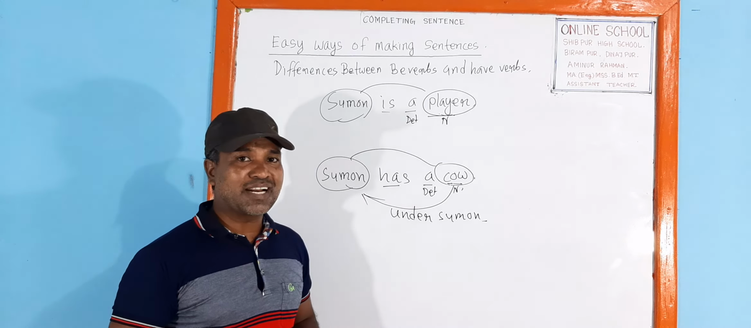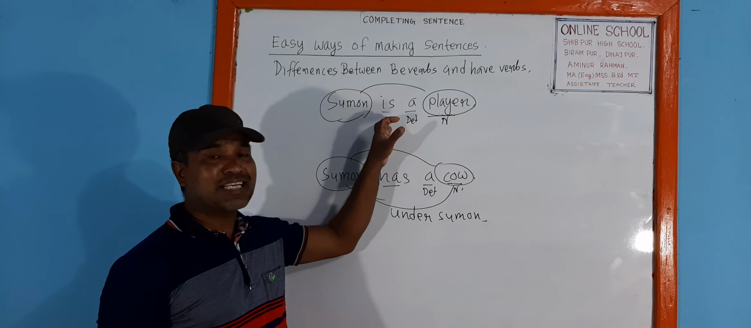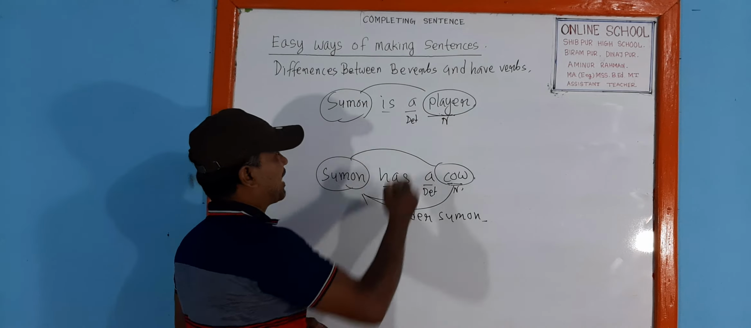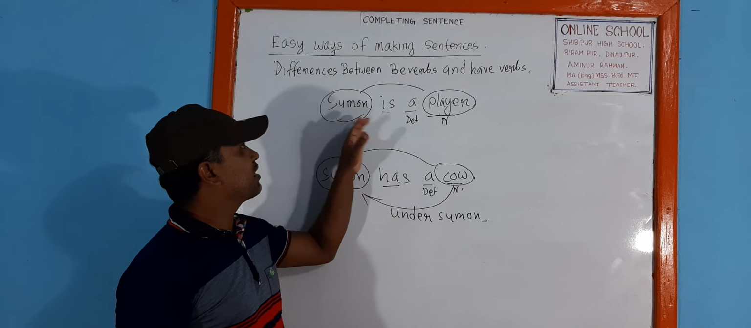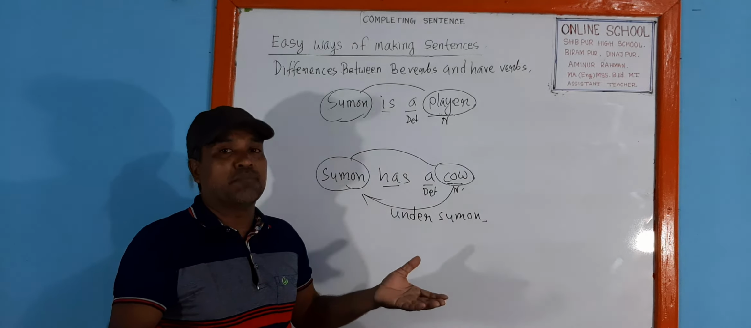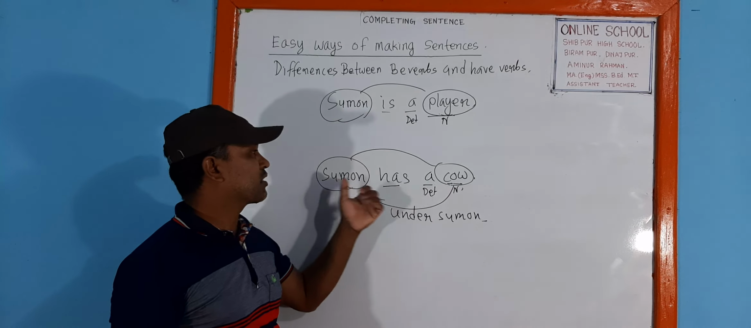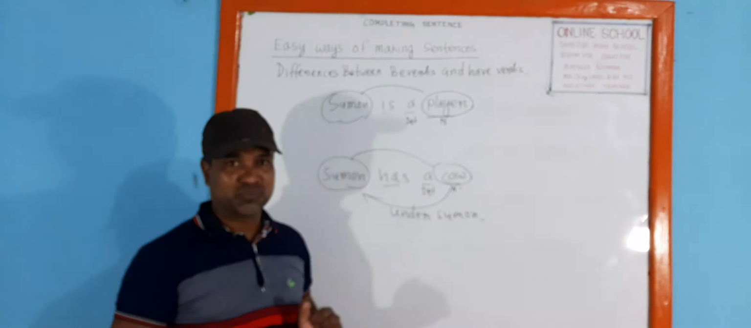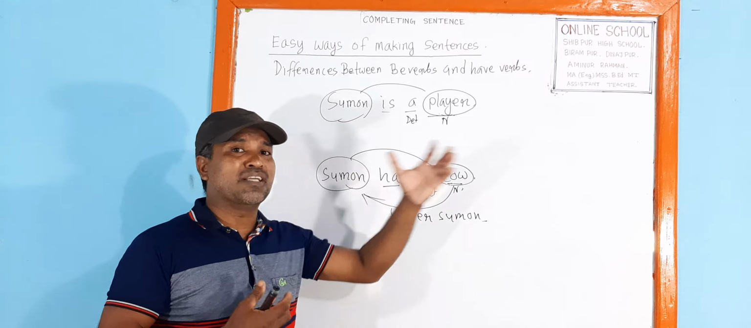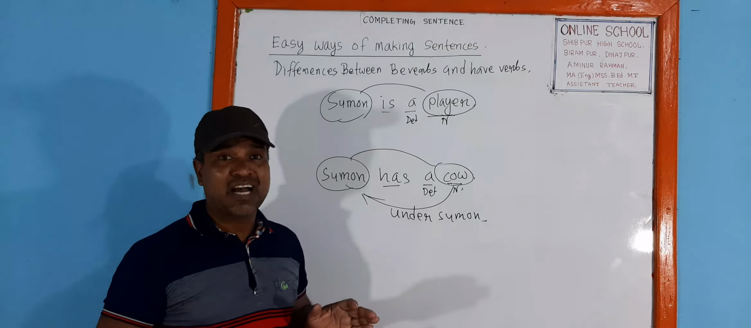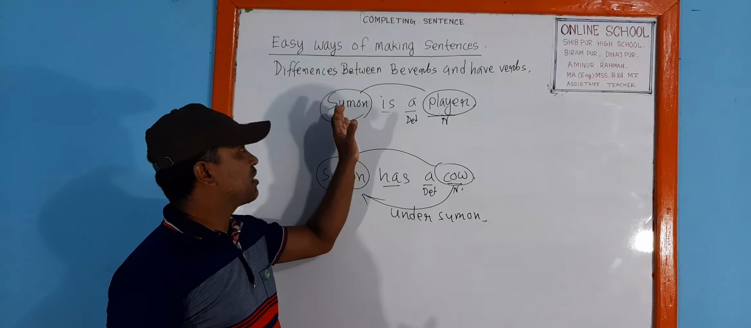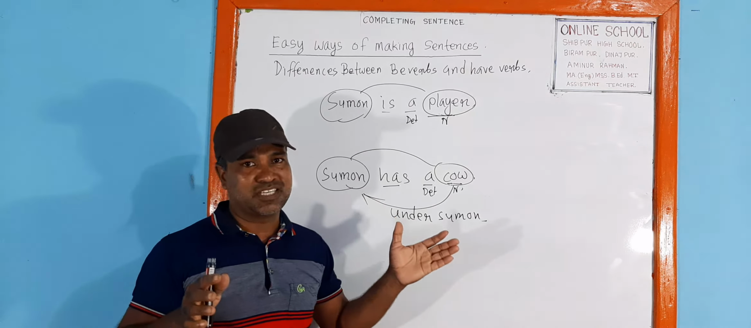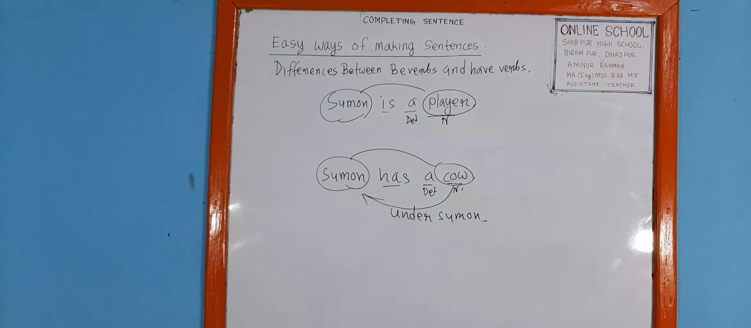So perhaps you have got the idea where we will use is and where we will use has. Okay. A player can be under Shumon? No. Shumon can be a player, but a cow, Shumon can't be a cow. Shumon has no power to be a cow. Okay, if the subject has no power to be the noun, then we have to use have, has, had here, and if the subject has the power to be the noun, then we will use is here. Perhaps it is clear to you. Okay, thank you very much, my dear students. Now let's discuss another aspect.